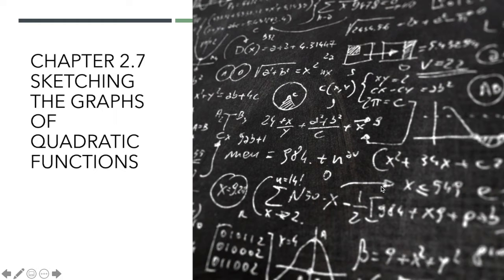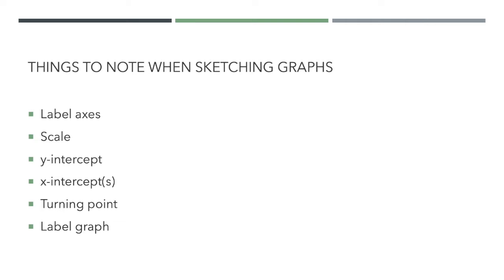Moving on to chapter 2.7, the last portion of chapter 2, sketching the graphs of quadratic functions. So some things to note when it comes to sketching graphs. First of all, you must remember to label your axis. Secondly, your scale should be correct.